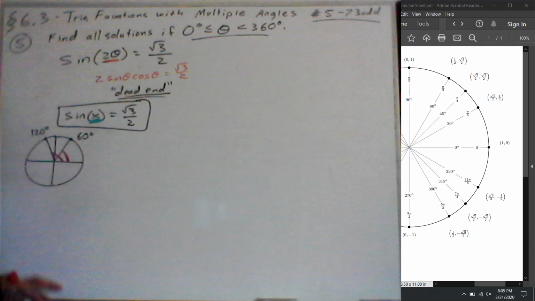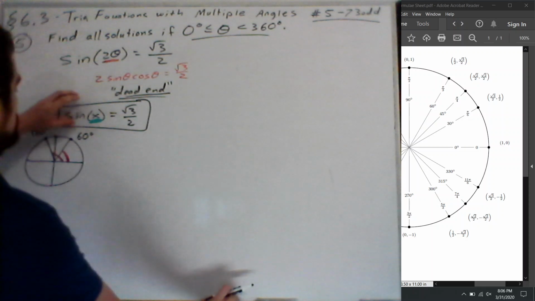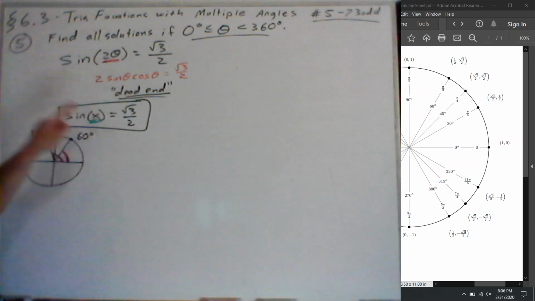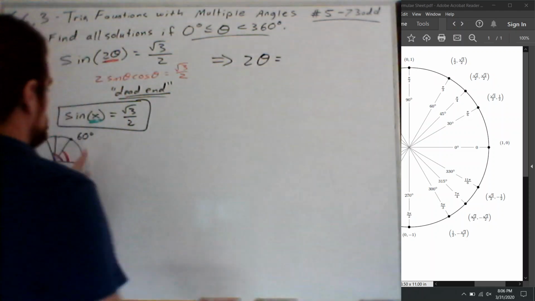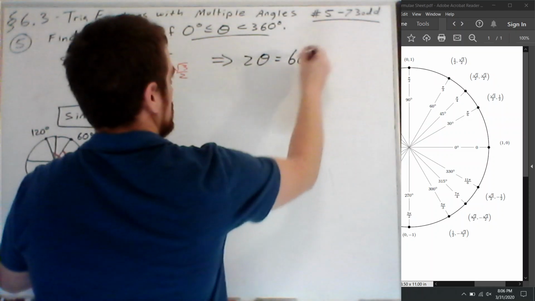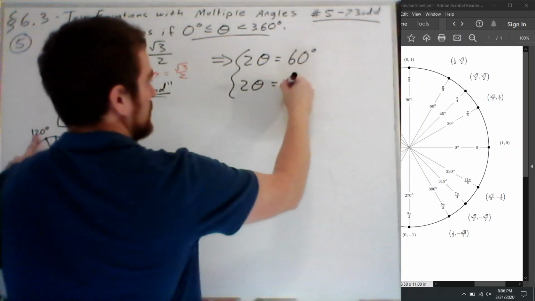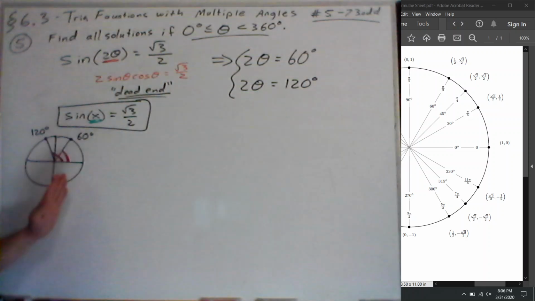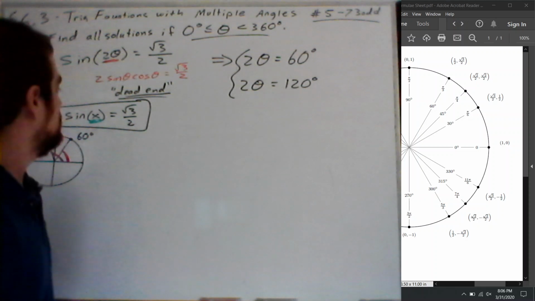That allows us to use the exact same technique we were using before, but now instead of saying x is 60 degrees, x is 120 degrees, what we're going to say is that 2 theta is 60 degrees, and 2 theta could be 120 degrees. So now my angle, in red, is 2 theta. It's more involved. It's not just theta, it's actually twice theta.